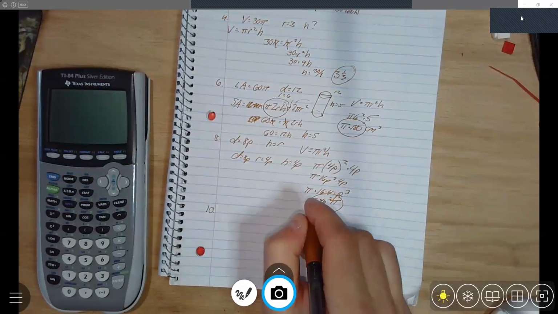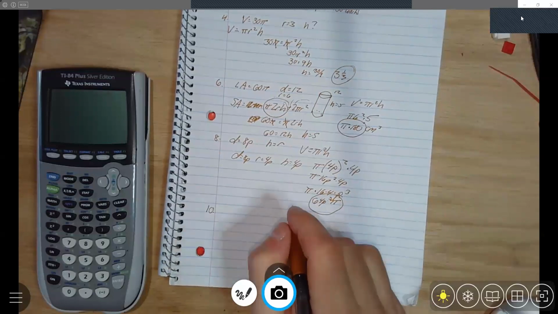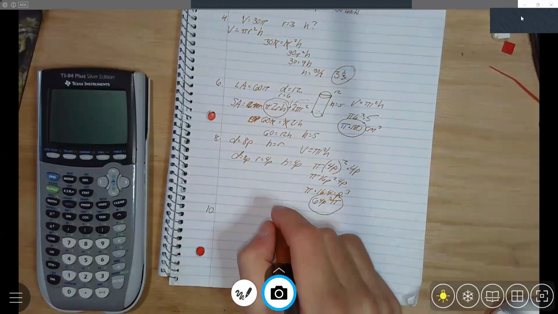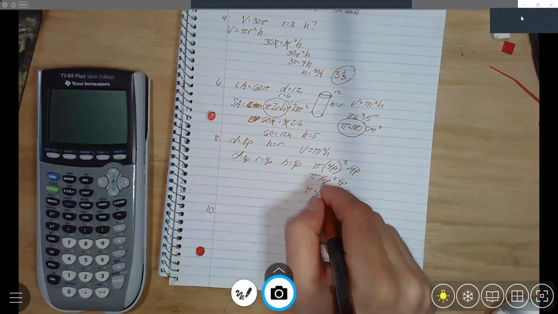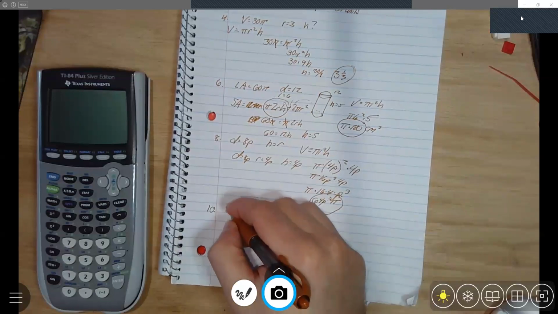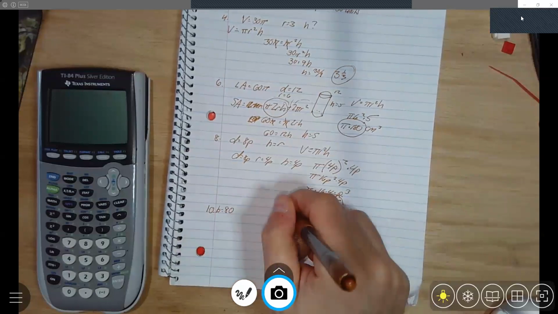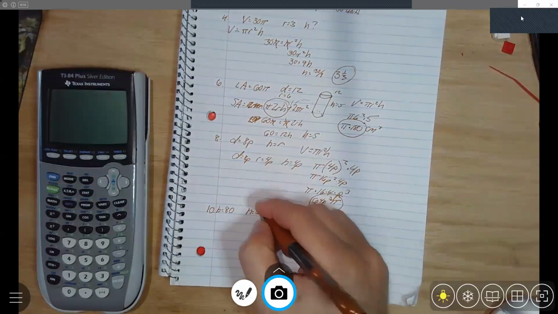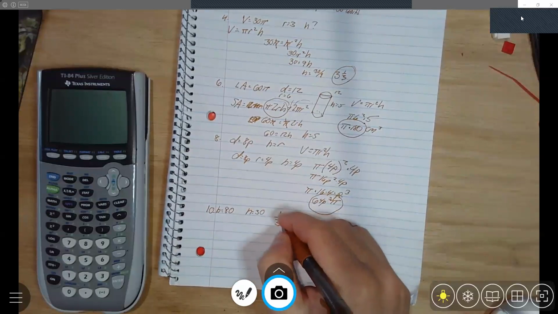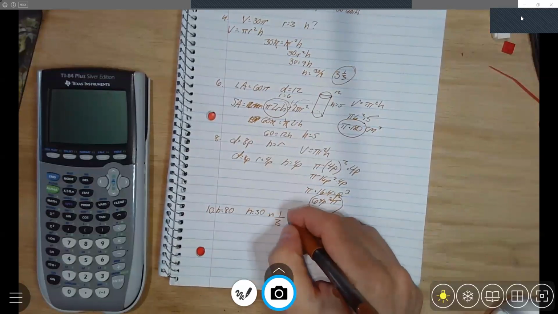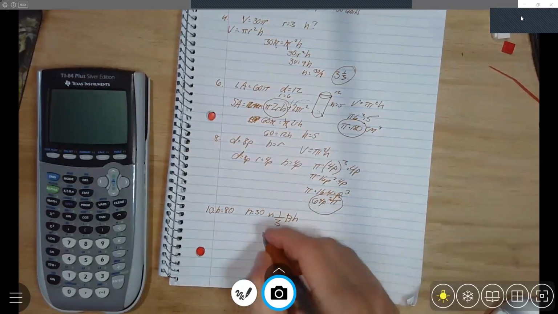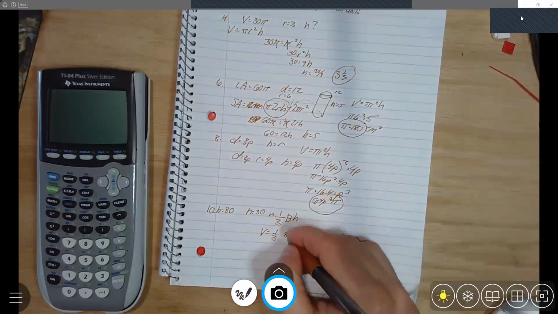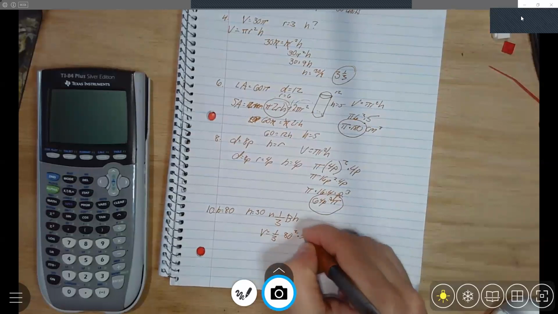Number 10. It says, refer to the regular square pyramid at the right. Looks like it's upside down. Find the volume. So it looks like our base edge is 80. And then it looks like the height is 30. And for a pyramid, the volume is 1/3 area of the base times the height. So in our case, volume is 1/3 80 squared times 30.